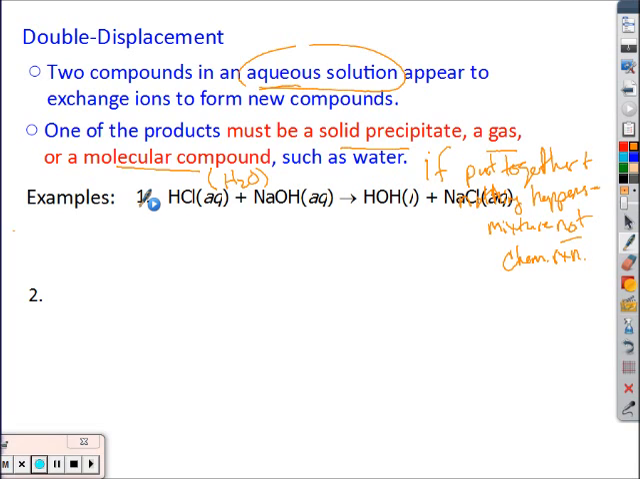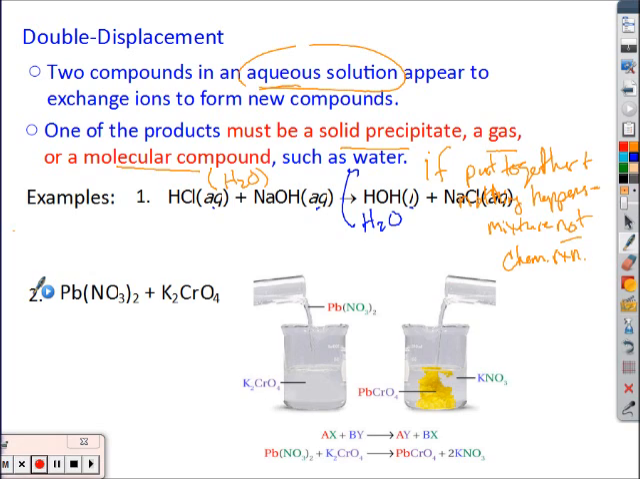Examples of this. If I take hydrochloric acid, HCl, and sodium hydroxide, NaOH, I put them together, I get HOH, which, by the way, is H2O. H2O is a molecular compound. So something did happen. I formed a liquid from two aqueous solutions. Therefore, it's a double displacement reaction.